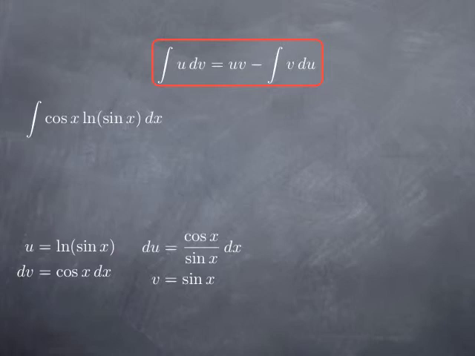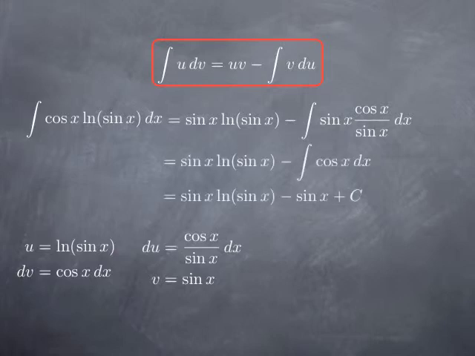uv is sine x multiplied by ln of sine x. And integral of v du is the integral of sine x multiplied by cosine x over sine x dx. You see that I have sine x over sine x, that cancels out. So I end up with simply sine x ln of sine x minus the integral of cosine x. And the integral of cosine x is just sine x. So we obtain sine x ln of sine x minus sine x up to a constant.